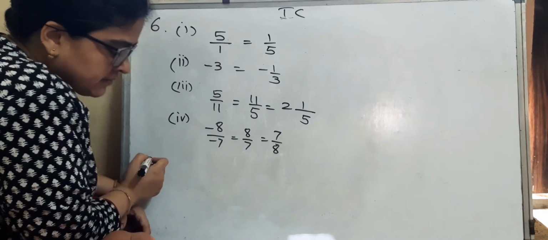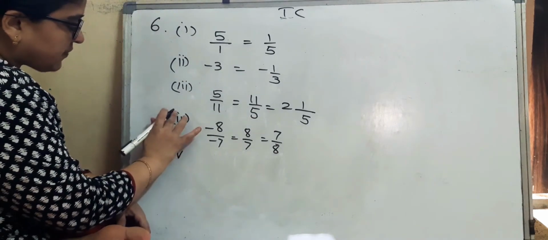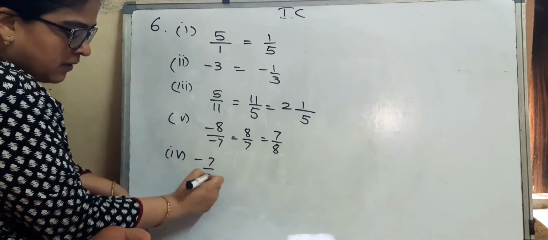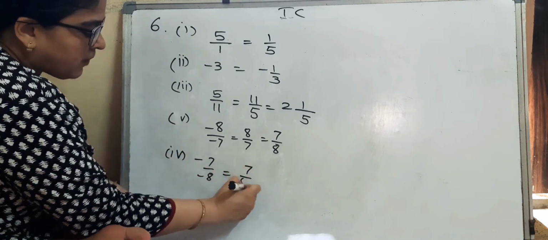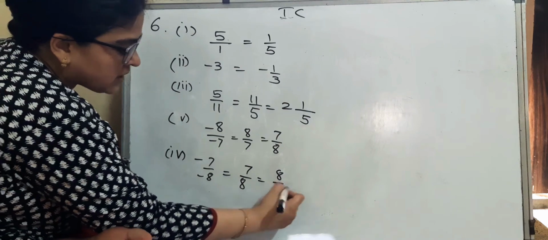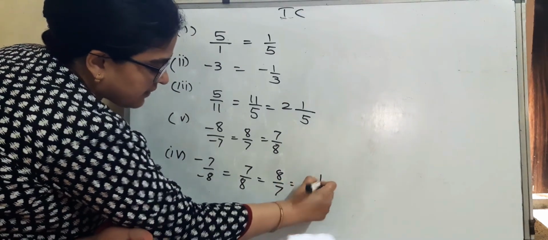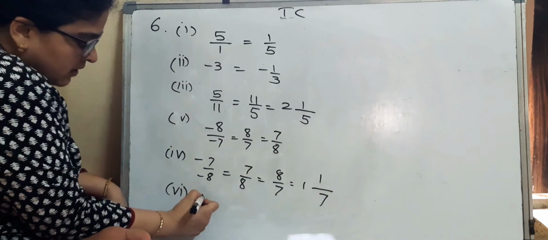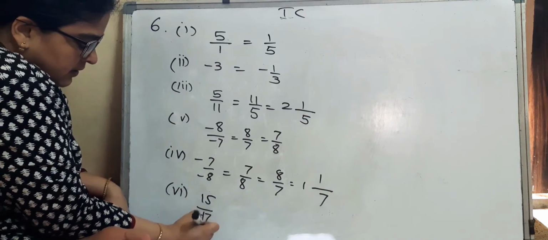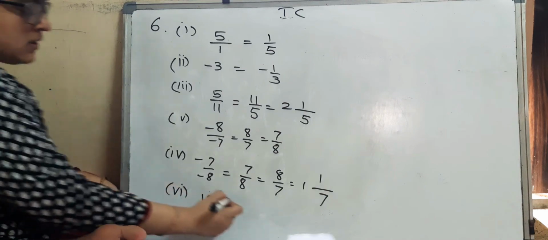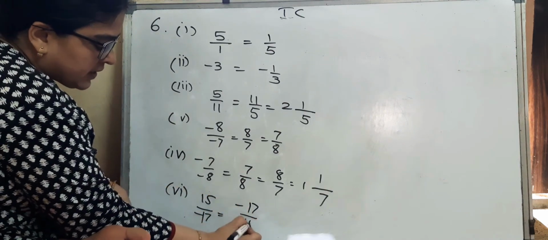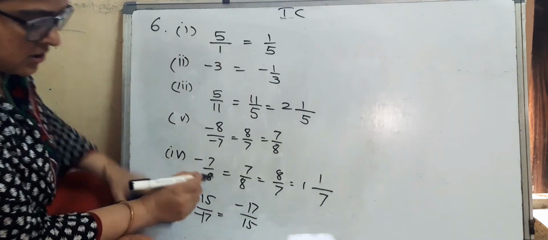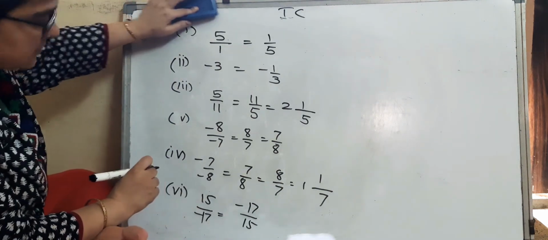Now it is the fifth one, sorry, by mistake. Now it is the fourth one. Minus 7 upon minus 8. So 7 upon 8, its reciprocal is 8 upon 7. Converting to a mixed fraction, 7 ones are 7, remainder 1. Now sixth sum. 15 upon minus 17. So its reciprocal is minus 17 upon 15, that is the answer. Right? 6 done. Next.